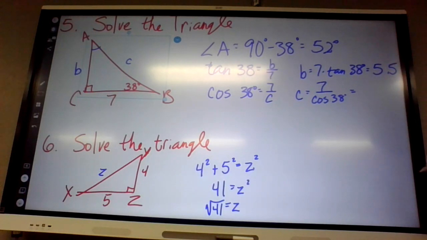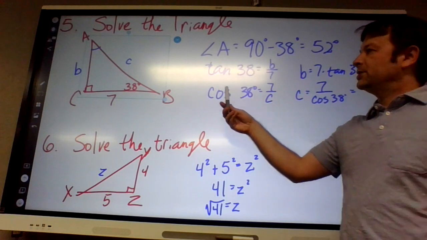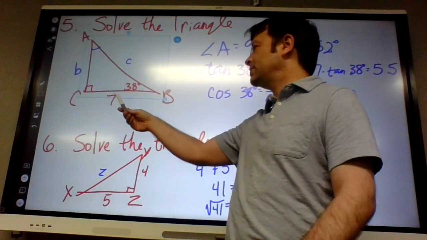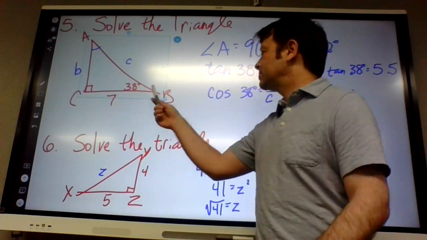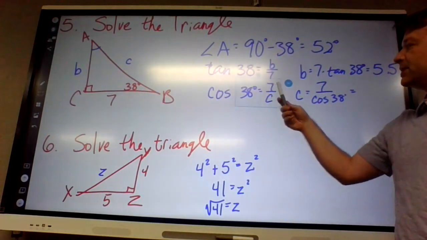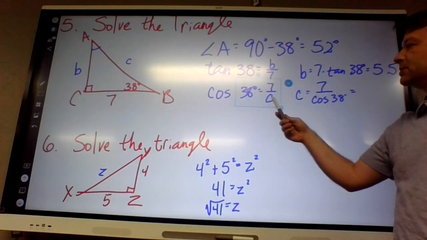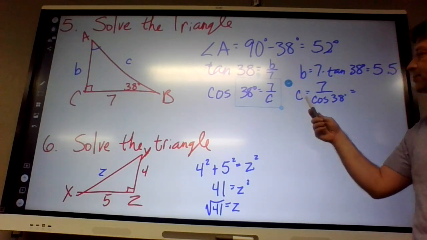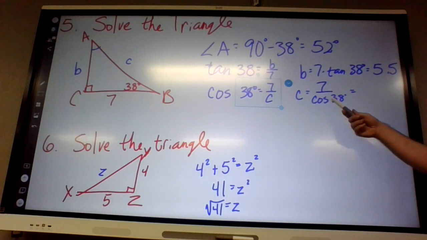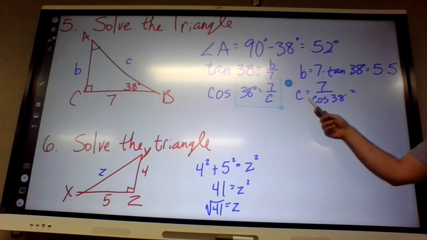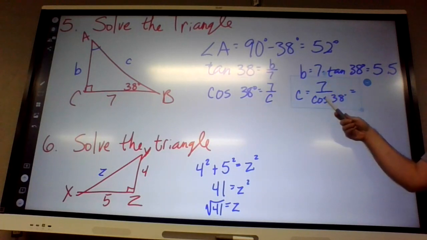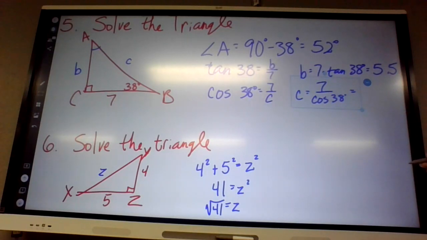5.5. Okay, on the C, that would be the hypotenuse, and we got the adjacent. What uses adjacent and hypotenuse? Cosine. So it's cosine of 38 equals adjacent over hypotenuse. If the variable's on the bottom, it switches places with the cosine. So anyway, it's just 7 divided by cosine 38. What'd that one come out to?